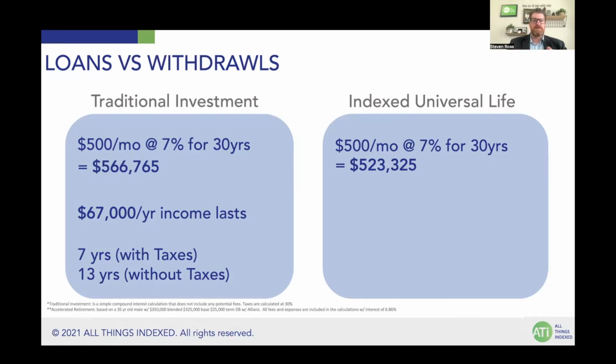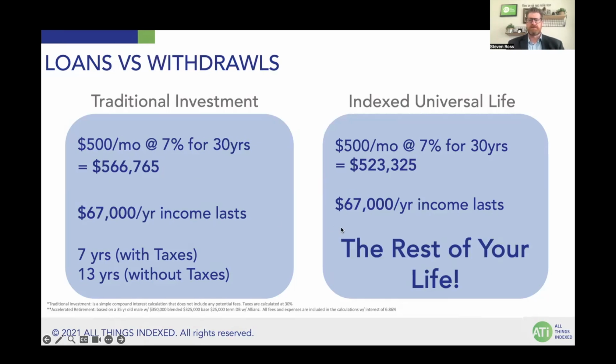Because aren't we saving and investing today to spend it at some point? Okay, so if the end goal is to spend the money, we want the plan that helps us spend the most money, even if it means that it accumulates less, right? Because what we're going to show you here is that being able to take a $67,000 loan against your account versus a withdrawal out of your account, the money ends up lasting the rest of my life tax-free.